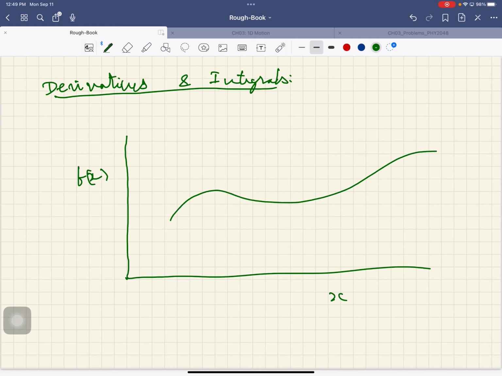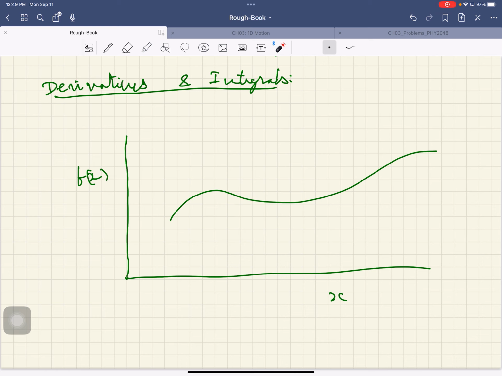So here's a function. Now there's a couple of things we are interested in. Let's say at this value of x, that's the value of the function. One of the things we are interested in is how fast the function is changing at that point. If you go to the right, what is happening to the function? It's increasing. And one of the questions is how fast is it increasing?